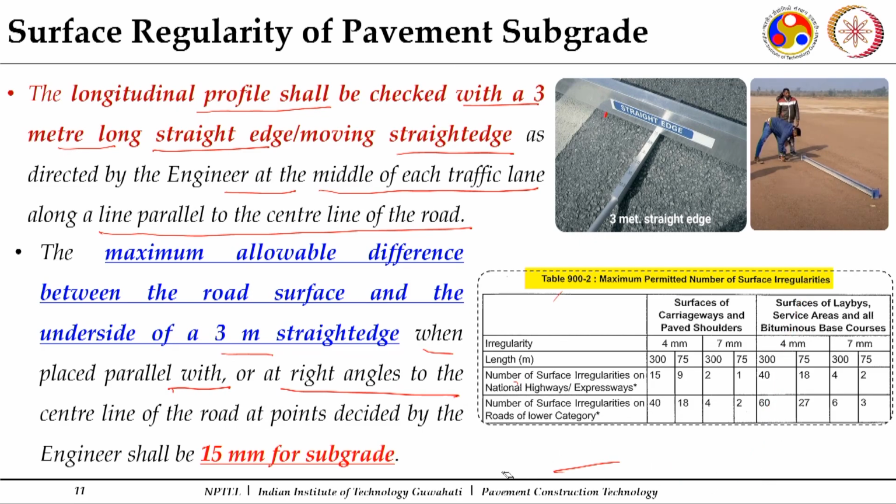And so, what it says is that at right angles or parallel to the center line, at points decided by the engineer specifically, this can be done at multiple points. If he feels that at a particular spot the undulations are more, with experience we will very well come to know where the surface is getting constructed in a good manner. From visual inspection, experience works out a lot of things.